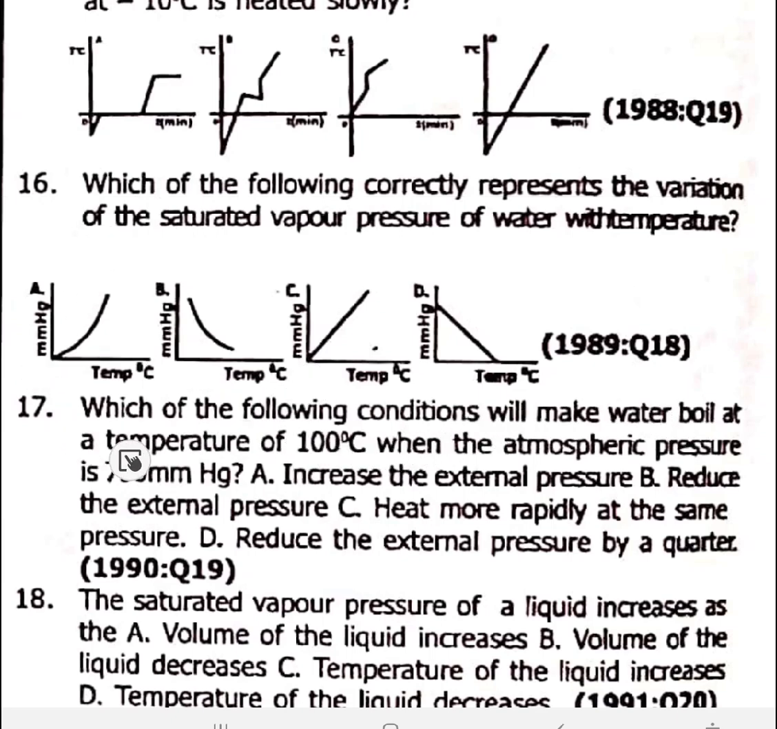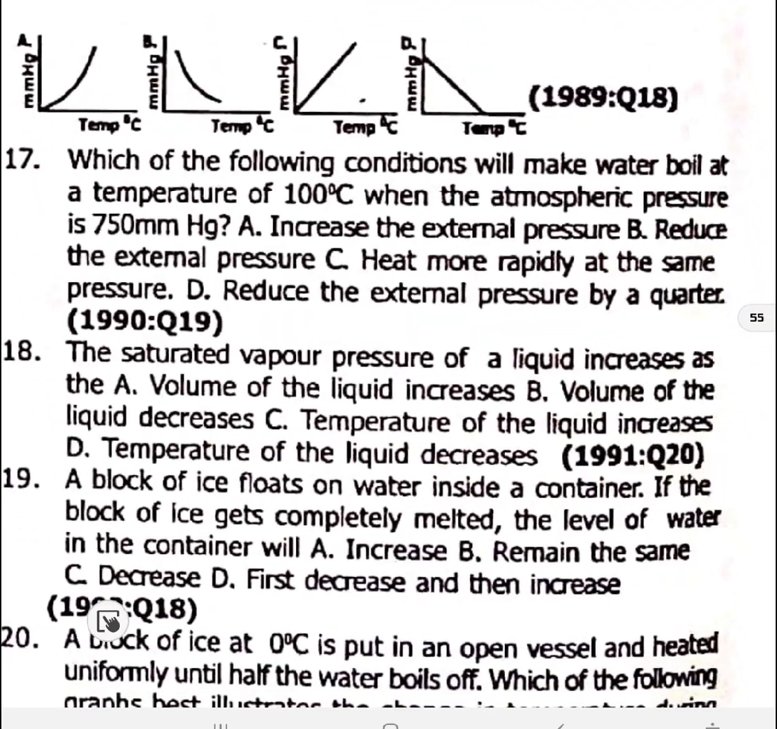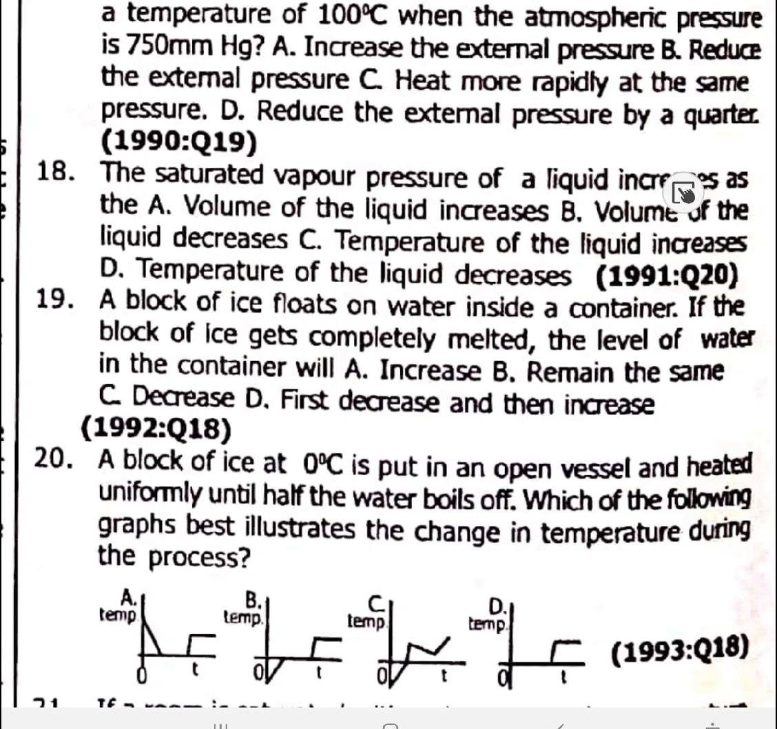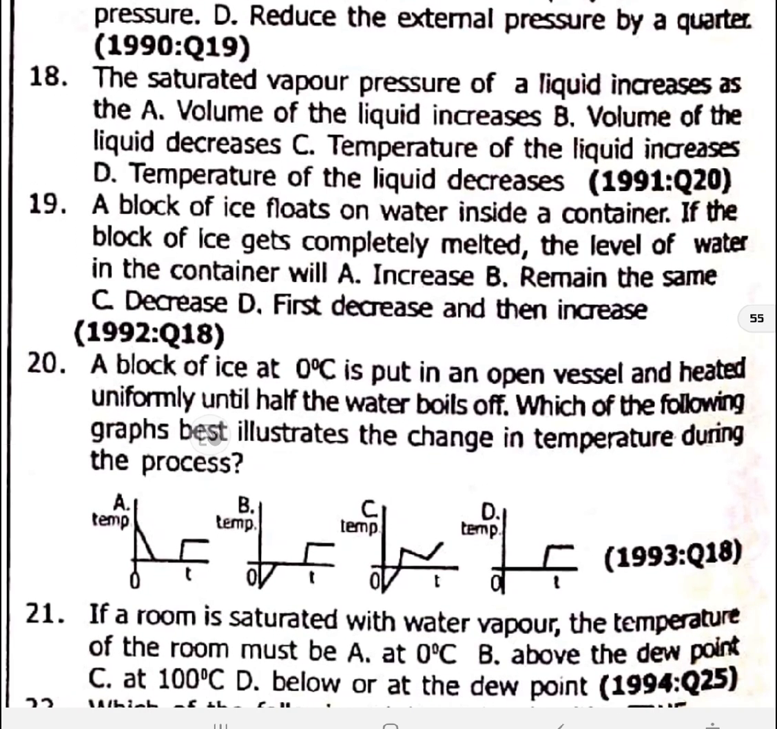17. Which of the following conditions will make water boil at a temperature of 100 degrees Celsius when the atmospheric pressure is 750 millimeters of mercury? Increase in the external pressure. Option A. 18. The saturated vapor pressure of a liquid increases as the temperature of the liquid increases. 19. A block of ice floats on water inside a container. If the block of ice gets completely melted, the level of water in the container will decrease, and the reason is water contracts on melting.